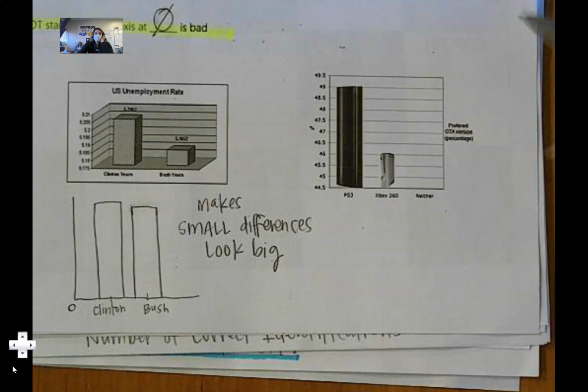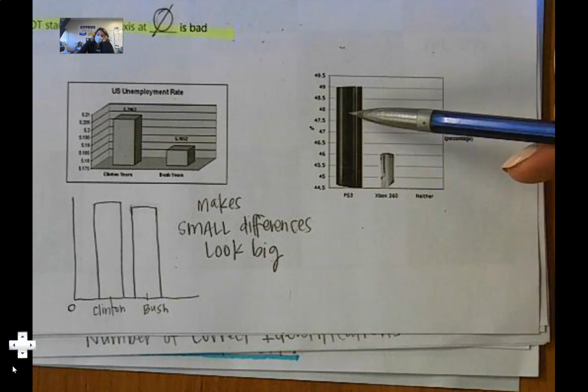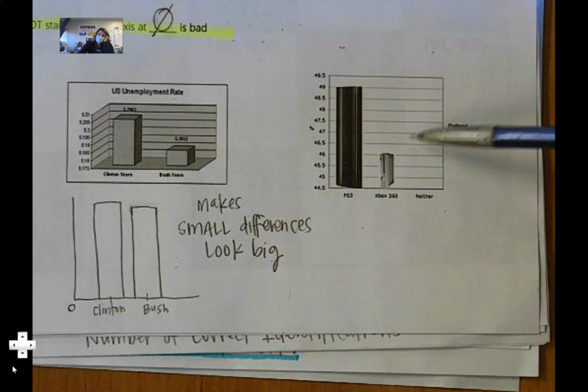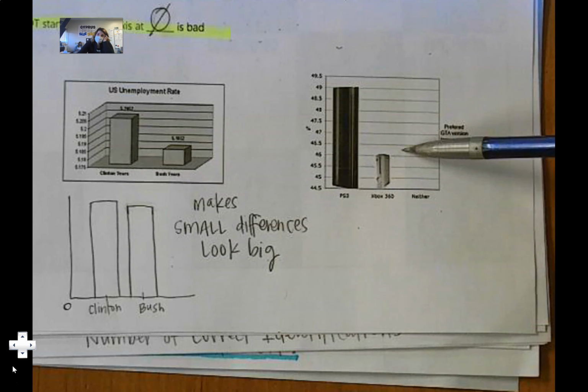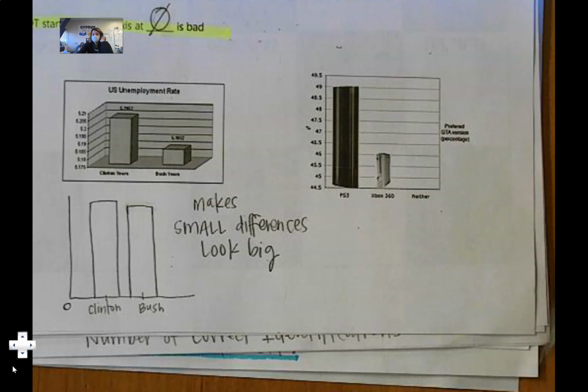So besides that it makes the small difference look big, what is the other issue this graph has? So I want you to think about it for like 45 seconds. I'll set that up again and then I'll stop talking. What other issue does this graph have besides that it makes the difference between these two look big when it's not?